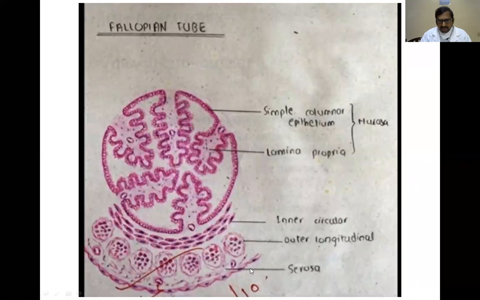This is nothing but the peritoneum. It has a single layer of cells, that is the squamous epithelium, and below this there are blood vessels, nerves, and lymphatics. Okay, this is the diagram of the fallopian tube.